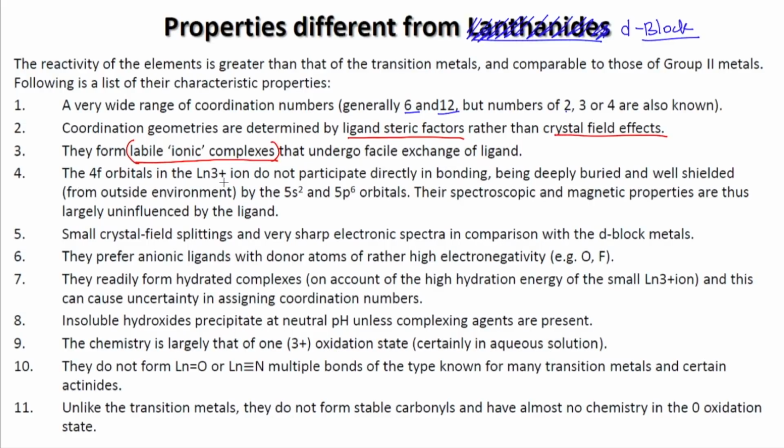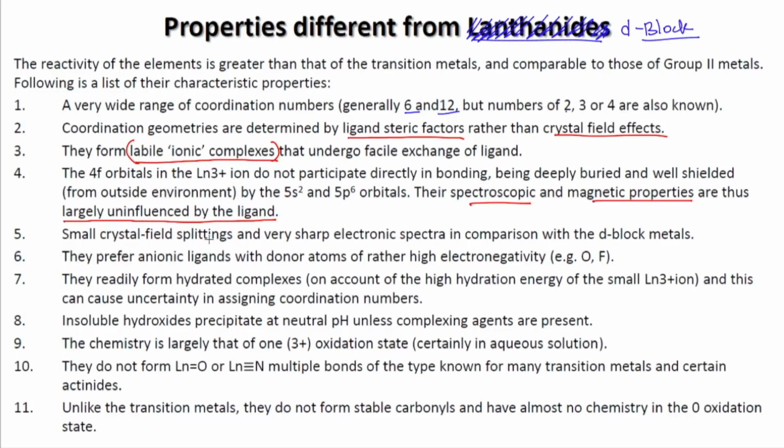4f orbitals in the lanthanide ion do not participate directly in the bonding, being deeply buried inside and well shielded by the 5s and 5p orbitals. Their spectroscopic and magnetic properties are largely uninfluenced by the ligand. We have discussed this point quite a bit, so you might have understood this by now, right? So their spectroscopic properties mean their color and spectra, and their magnetic property is also not affected by the ligand.